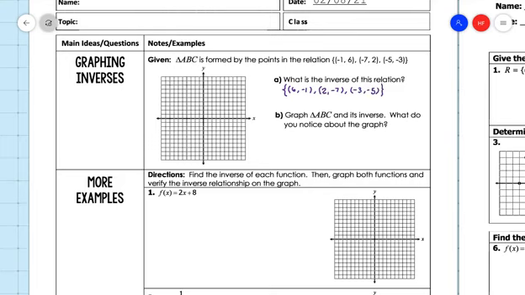So we want to graph the original triangle ABC and its inverse. So triangle ABC I'm going to graph in purple. So it's made by the points (-1, 6), (-7, 2), and (-5, -3). So it tells me that it's a triangle, so I'm going to connect those.